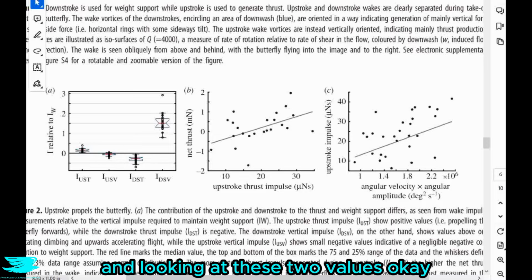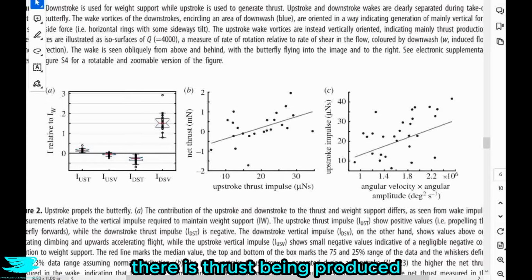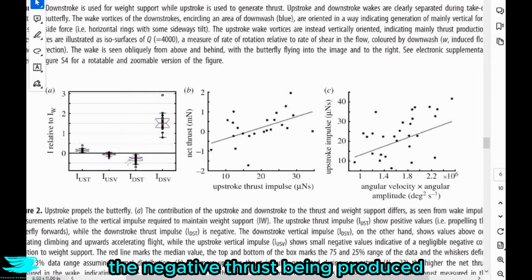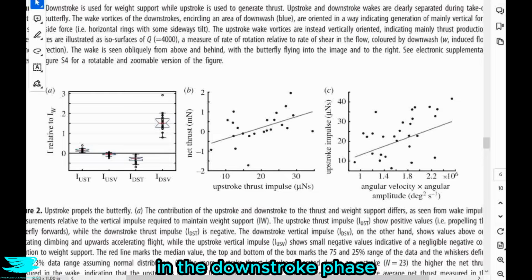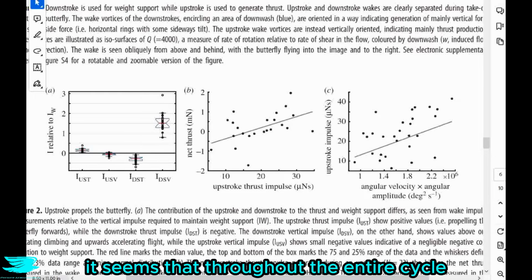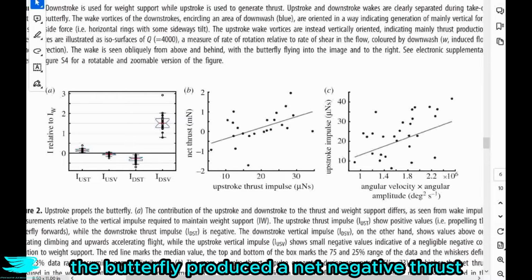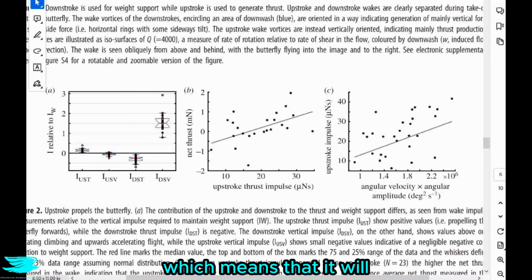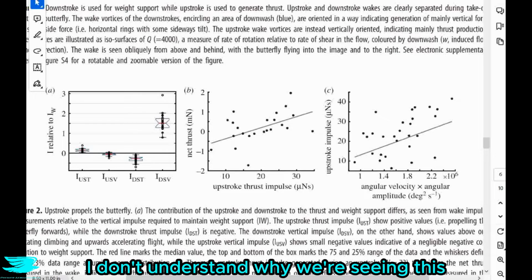And looking at these two values, okay, there is thrust being produced during the upstroke here, but the amount is much less than the negative thrust being produced in the downstroke phase. So from these values, it seems that throughout the entire cycle, the butterfly produced a net negative thrust, which means that it would be traveling backwards. I don't understand why we're seeing this.